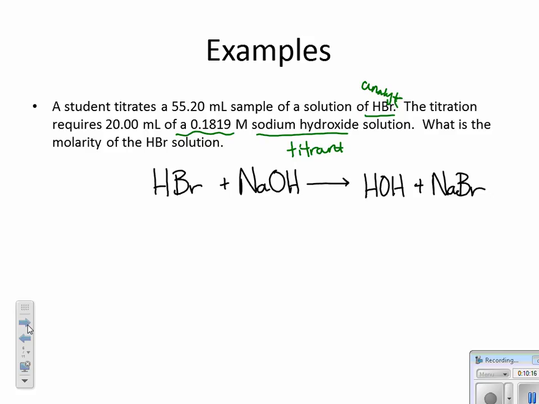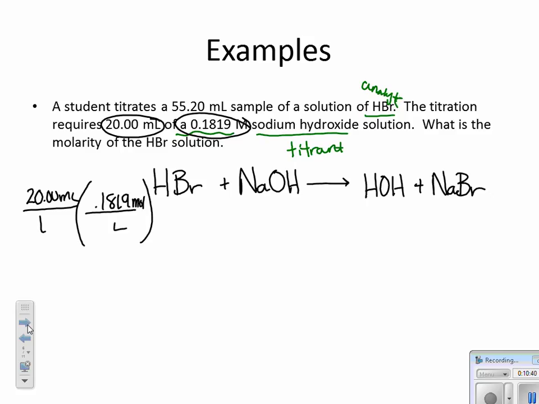We're going to use our molarity of our titrant and the volume of the titrant used. So 20 milliliters, and we know that the concentration is 0.1819 moles for every liter. Now here you have a choice. You could keep it in milliliters and make this millimoles per milliliter. Sometimes students are uncomfortable with that. Or we can change our milliliters to liters by moving our decimal 3 places to the left. And when you do that calculation, you will get moles.